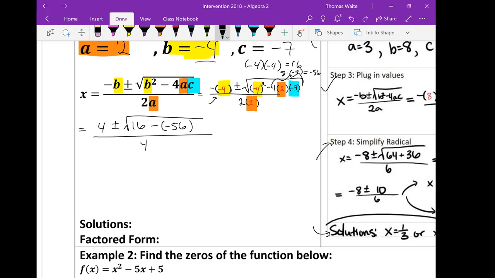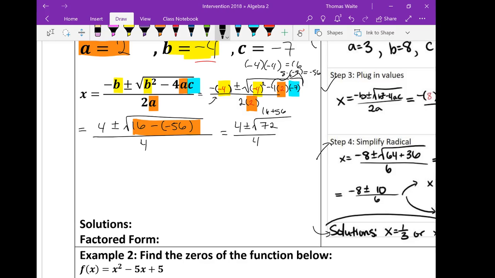On bottom we have a 4. All right, continuing to simplify. I notice inside the radical next, underneath our square root, we can simplify this next. So we got 4 plus or minus the square root of 16 minus a negative 56. Again, minus a negative 56 is the same as 16 plus 56. Minus a negative is a plus. So that's going to be a 72. And then divide by 4.